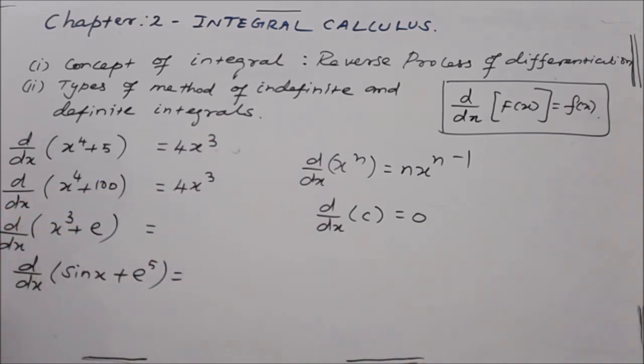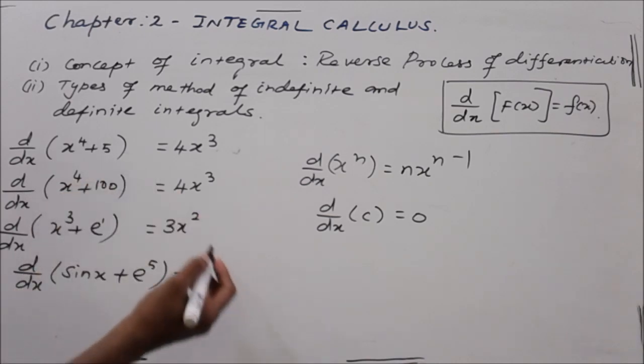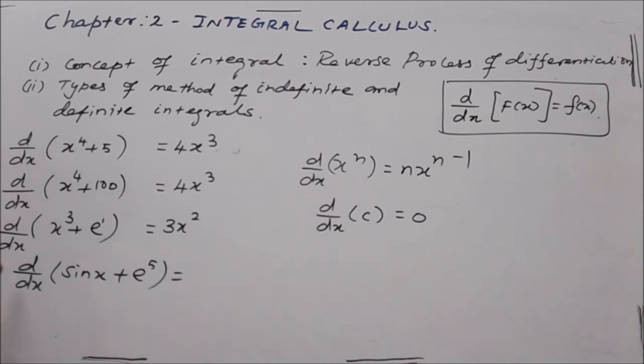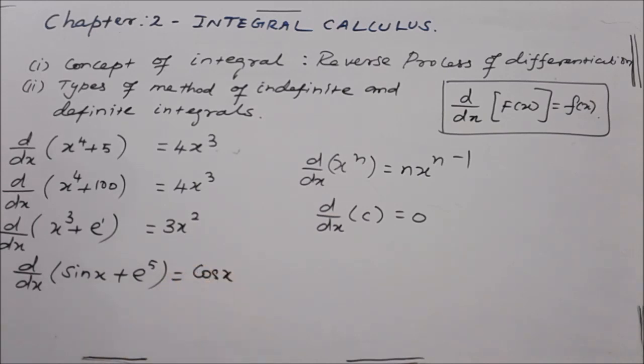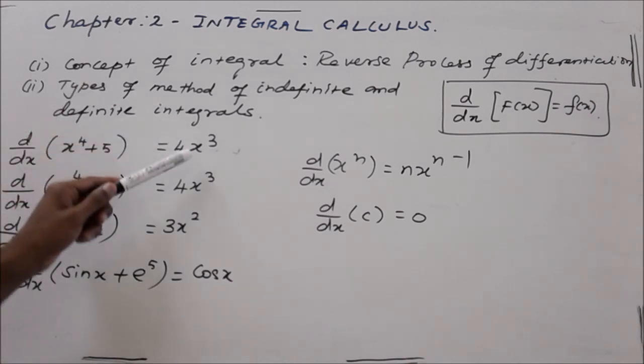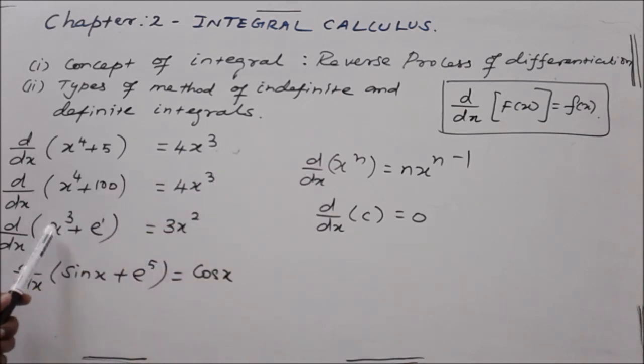Then for x cube plus e, the derivative is 3x square, and e is also a constant, so that is also 0. Then differentiating sin x plus e power 5, the derivative of sin x is cos x, and e power 5 is a constant quantity, so that also becomes 0. Look at the primitive functions: x power 4 plus 5, its derivative is 4x cube. Then x power 4 plus 100, its derivative is 4x cube. x cube plus e, its derivative is 3x square. Sin x plus e power 5 gives cos x.